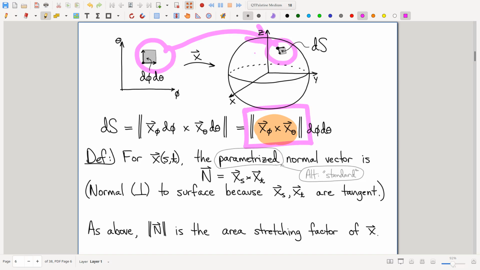That's how much things get stretched. The vector whose magnitude does that is an object of interest, and we're going to give this a name and a notation. This cross product we're going to call capital N. Capital N because it's a normal vector.